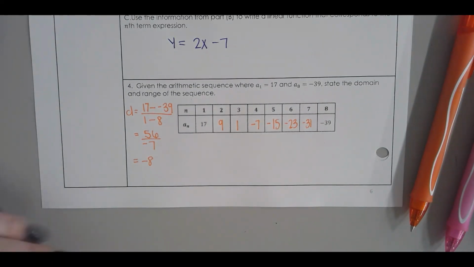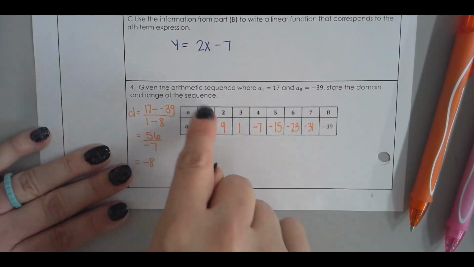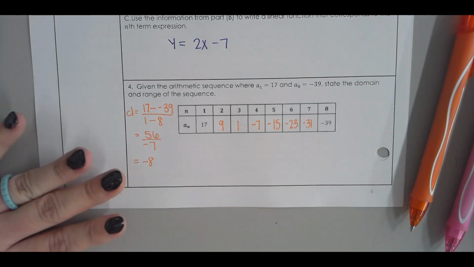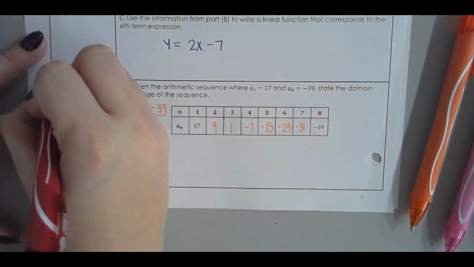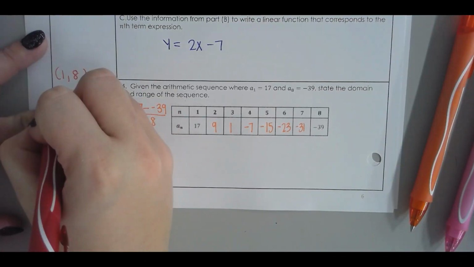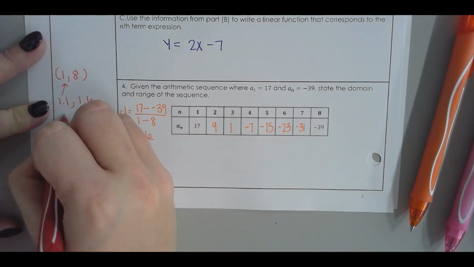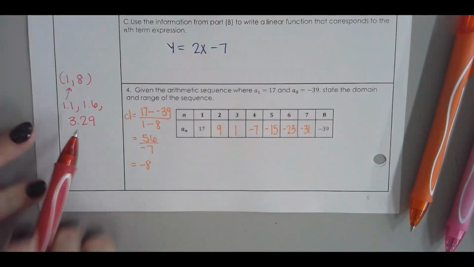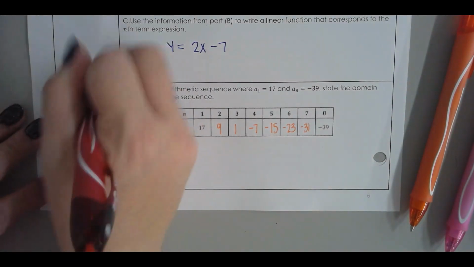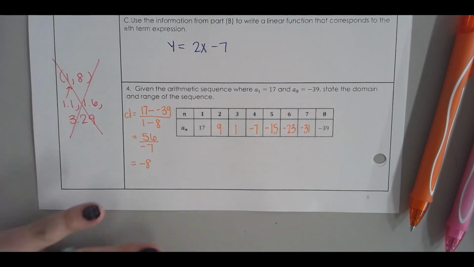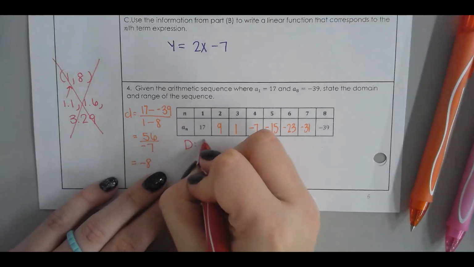Domain and range. These are individual points. It's just 1, just 2. We're not going to do an interval. I'm not going to do 1, 8. The interval 1, 8 means I'm including 1.1, 1.6, 3.29. If you do an interval, you mean you are including all of the decimals. We're not. When it's just individual points, you literally just have to list them out.